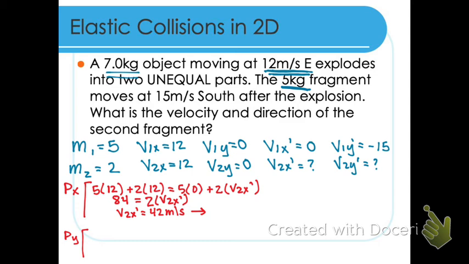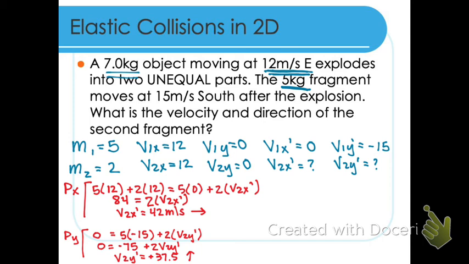All right. So my whole left side of my y equation is going to be what? 0, because all my objects are moving east to begin. So I could just put 0 equals 5 times negative 15 plus 2 times v2y prime. Okay, 15 times 5. I should be able to do that, but I didn't. Okay, that gives me negative 75 plus 2 v2y prime equals 0. So I'm going to move 75 to the other side. And that gives me a v2y prime of positive 37.5, which means that's going to be going north.